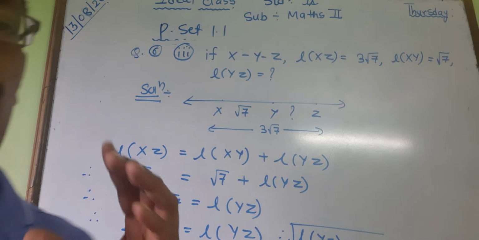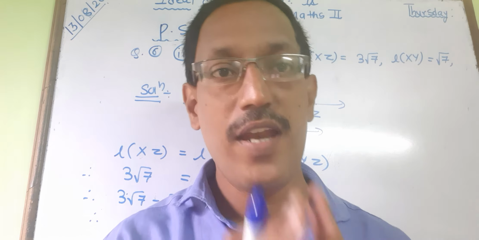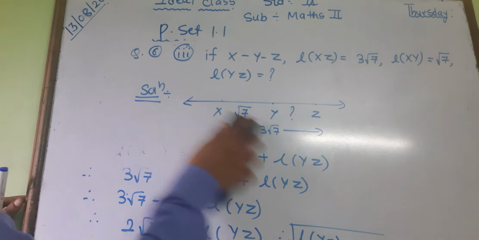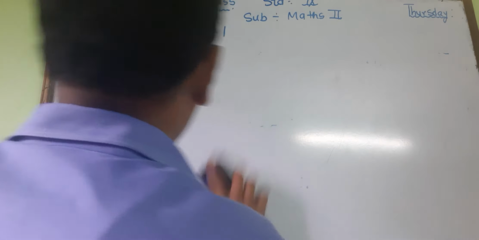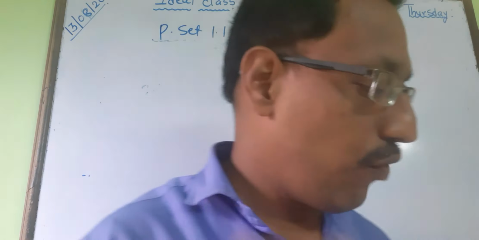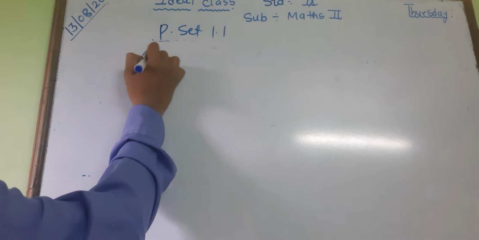So let us move further towards question number 7. This is the last question of practice set 1.1. Okay, what are they talking about in question number 7? Let us read out question number 7 first. Which figure is formed by 3 non-collinear points? Okay, non-collinear points. This question is very easy.